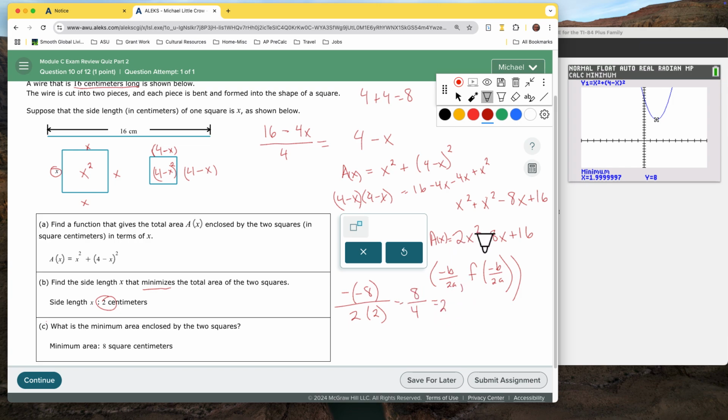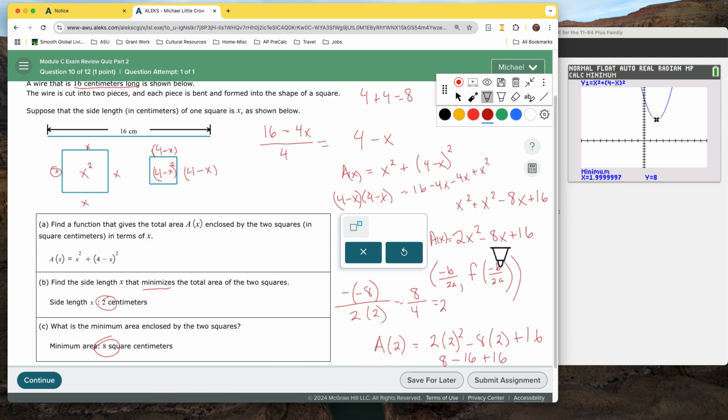And then now we need to plug that back into the function. The area when x equals 2 is 2 times 2 squared minus 8 times 2 plus 16. I've got to do all of this. 2 squared is 4. 4 times 2 is 8. 2 times 8 is 16. So this is minus 16 plus 16. Well, negative 16 plus 16, those are 0. Area is 8. Right there.